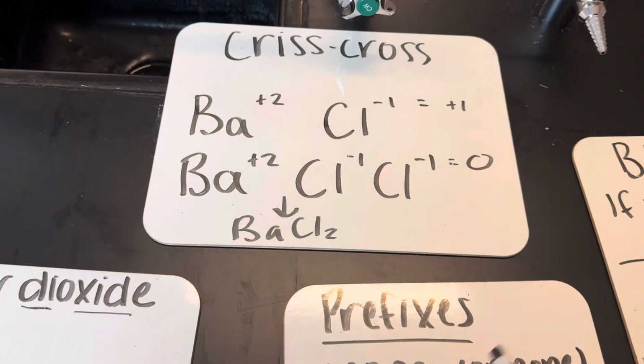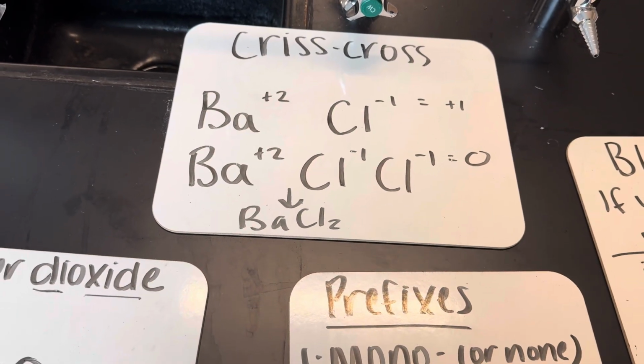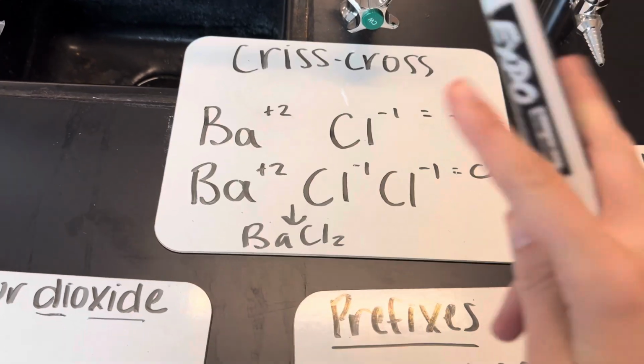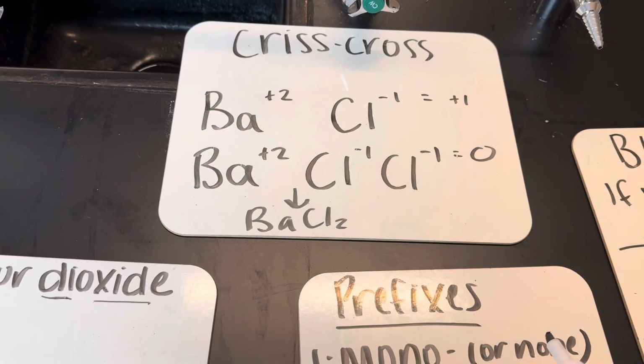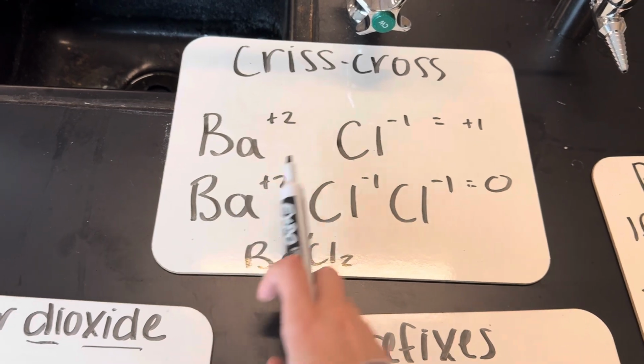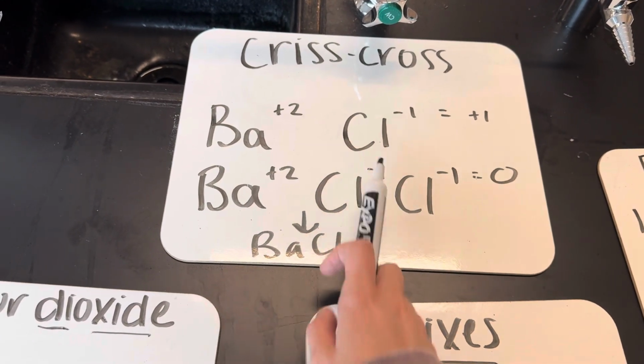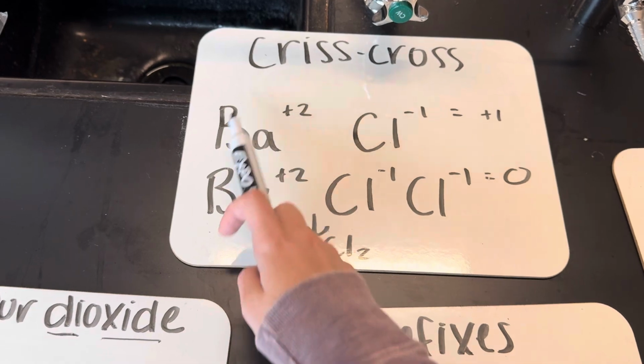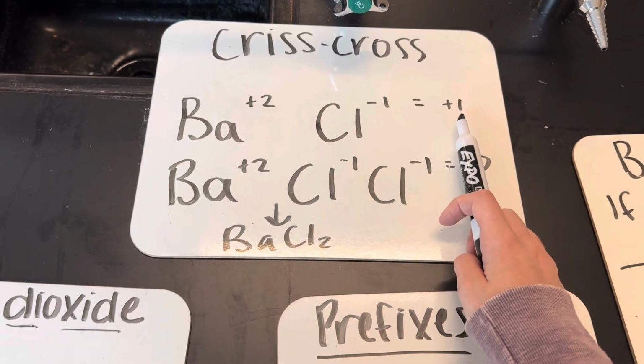So as a reminder for the crisscross method, when you're trying to figure out the subscripts of an ionic compound, you can use this method called the crisscross method. Here's the basis behind it. If I have an element with a +2 charge and an element with a -1 charge, and I try to put them together, the charge of that compound is going to end up being a +1.